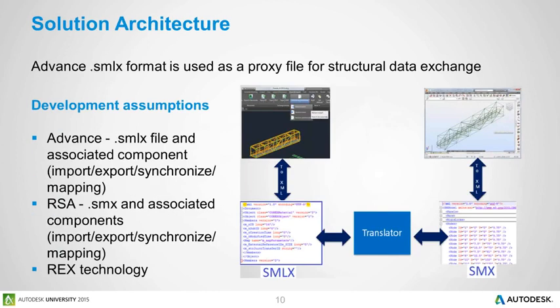The decision to use the SMLX file format was based on the fact that this format had already been used for bidirectional Advanced Steel to Revit and Plant to Advanced Steel data exchange. The SMLX file is then converted to an SMX file, used for the link between Robot and Revit to store Robot analytical model information.